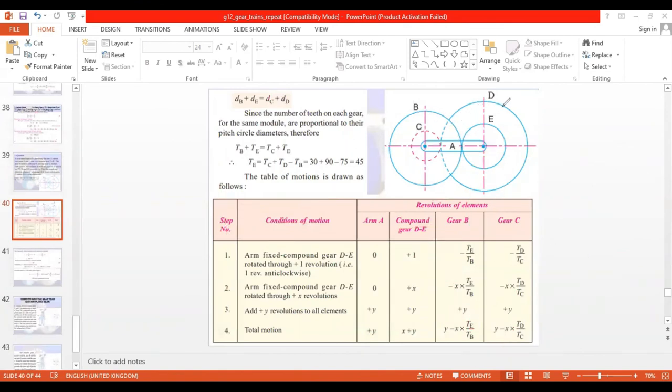But here I have two gears. These two can be considered as one compound gear, so we are creating one for C and one for B. C is in contact with D and B is in contact with E. When you go for anything related to B, only B and E will act. When you talk about anything about this one, C and D will act, because these two are meshing. So the table is the same. The only thing is, whichever gear is meshing, we will apply that one.